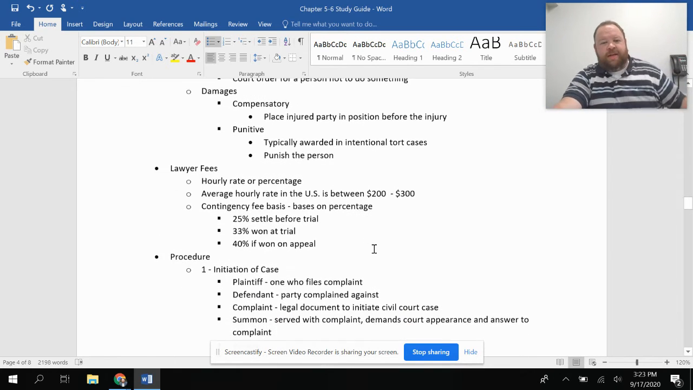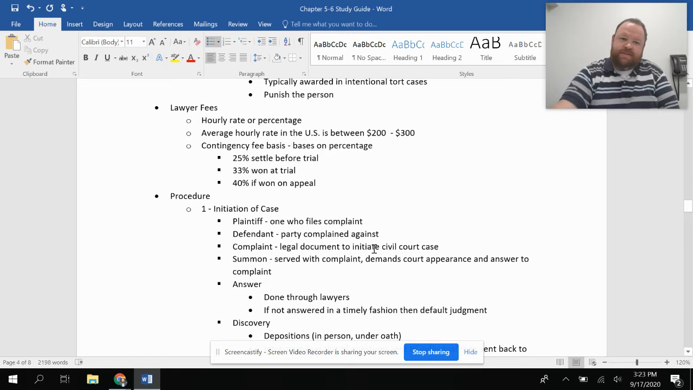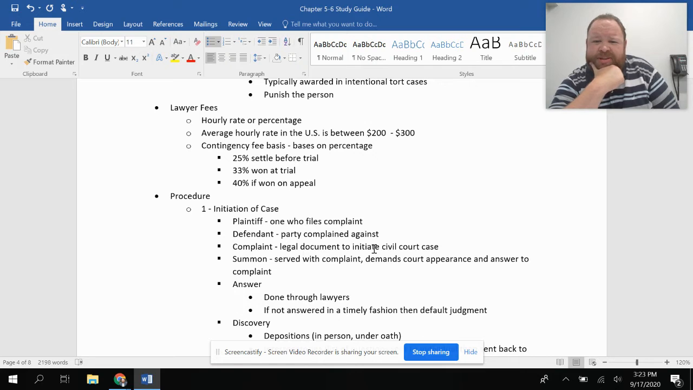Another thing to look at, we kind of talked in class this week, were lawyer fees, right? So before you sue someone, before you take them to court for a civil case, you have to look at how much it is. So lawyers charge in two ways. They charge hourly. That's typically $200 to $300, depending on where you're at, per hour on average for a lawyer. They make good money. Lawyers make good money.